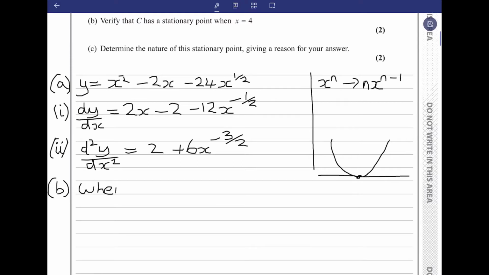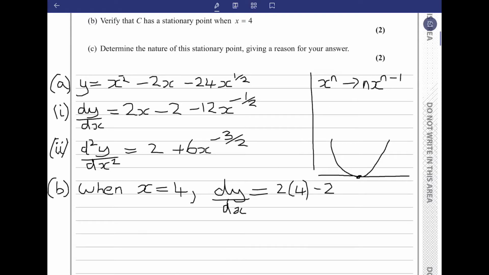So when x equals 4, dy by dx equals, so it's 2 times 4 minus 2, and then we've got this minus 12x to the minus a half.